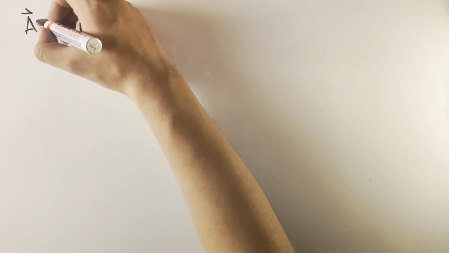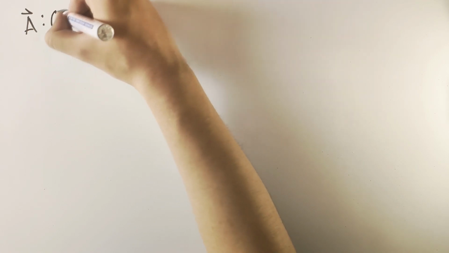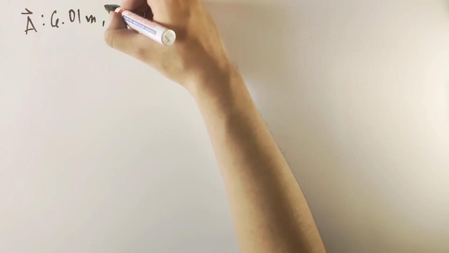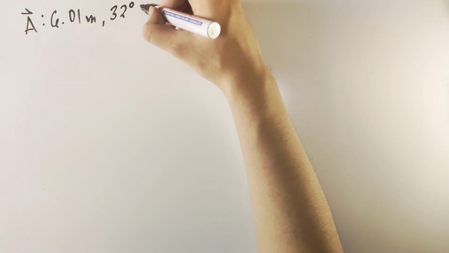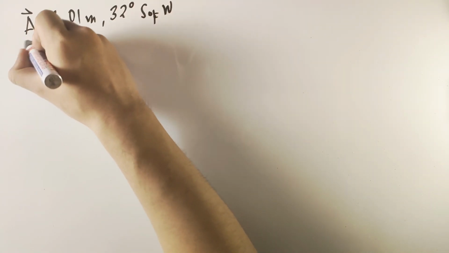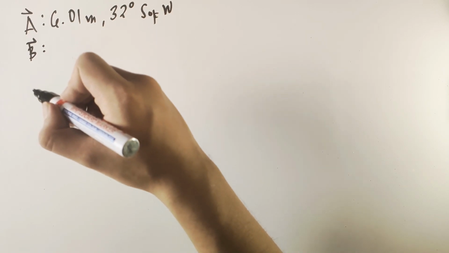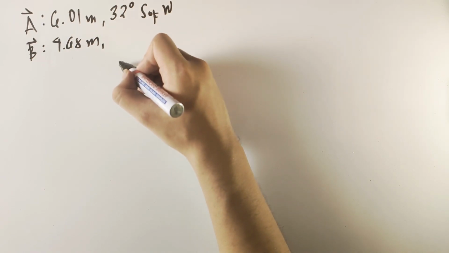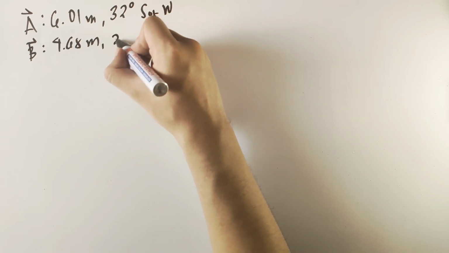So now we're going to have another example. So here are our vectors. Vector A is 6.01 meters at the direction of 32 degrees south of west. Vector B is 4.68 meters, 27 degrees north of east.